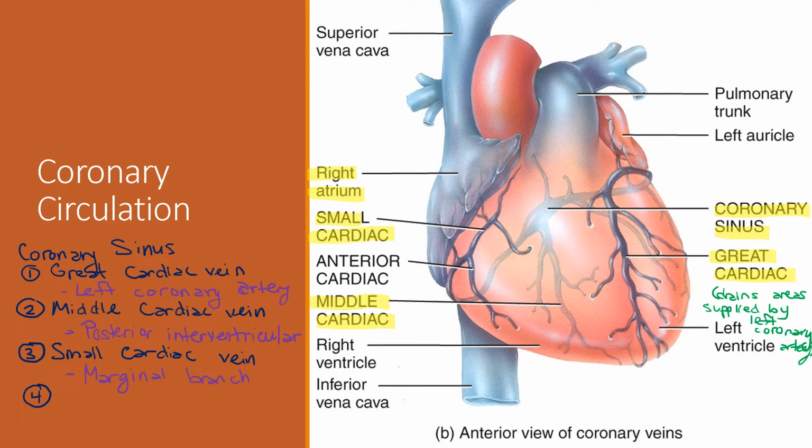Lastly is the anterior cardiac veins. So that is found here. And this is going to drain the right ventricle. And this is actually going to be the vein that opens directly into the right atrium. So all of the other veins go through the coronary sinus, while the anterior cardiac vein drains directly into the right atrium. So this one doesn't directly correlate with an artery, so I am just going to put draining the right ventricle.